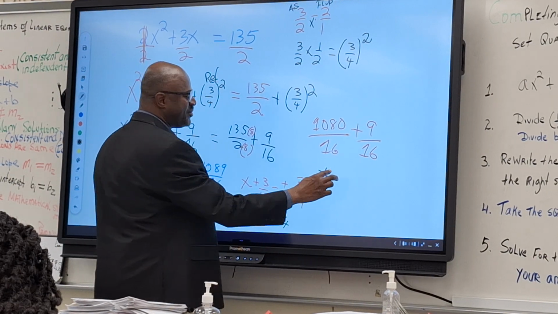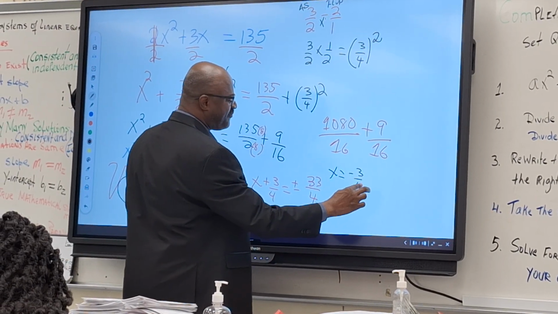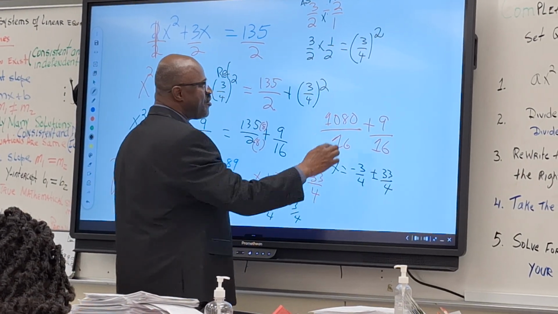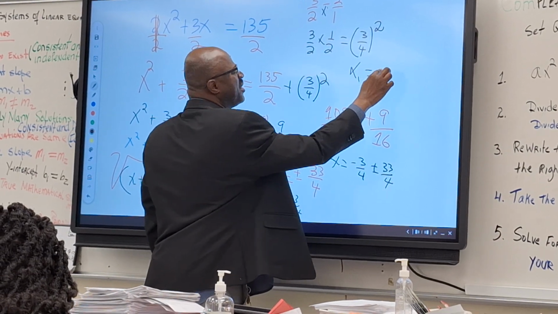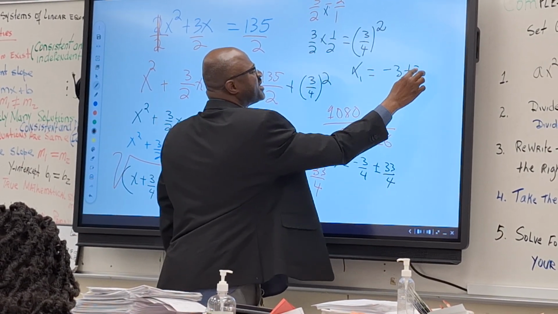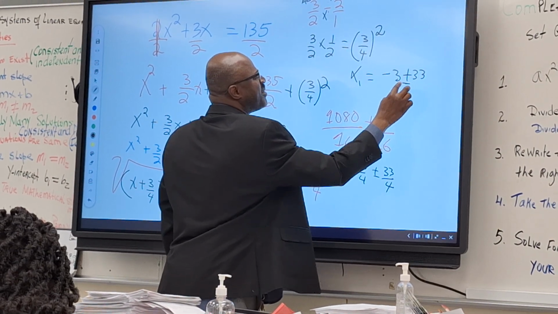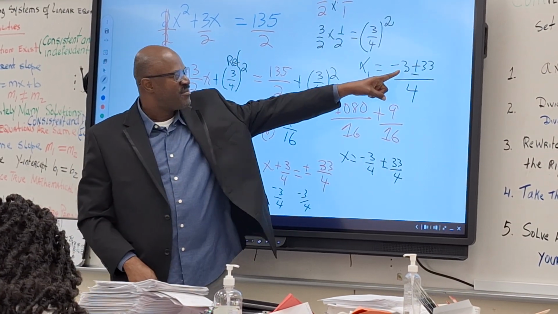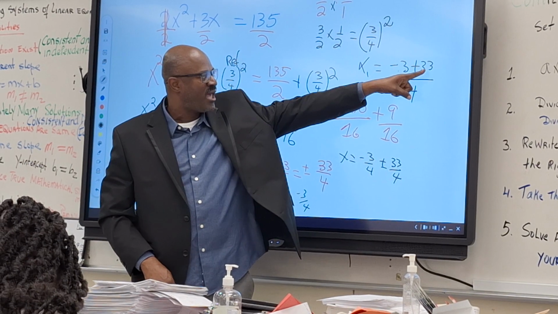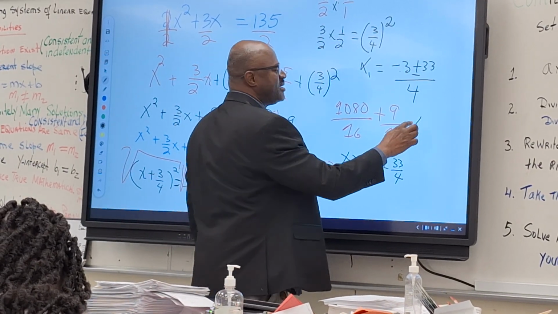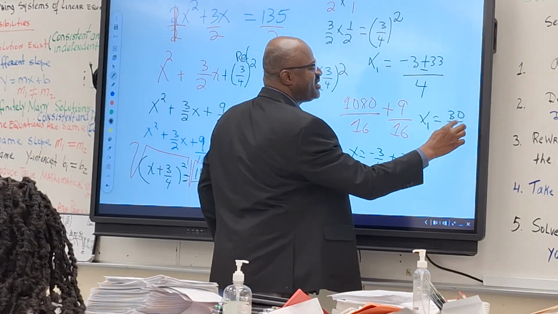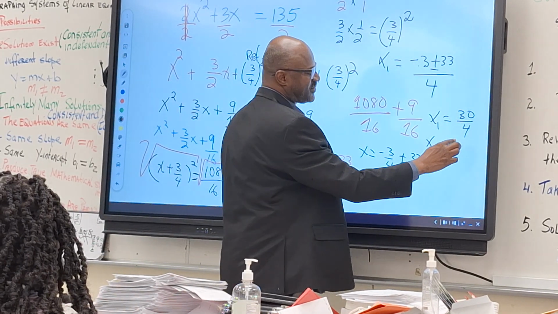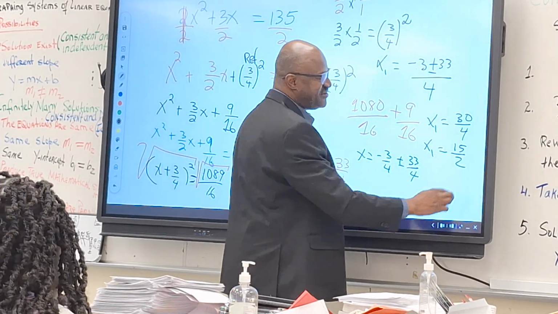Then you'll have x equal to negative 3/4 plus or minus 33 over 4. So you can write it as a single unit: x is equal to minus 3 plus or minus 33 over 4. Now we can get our two answers. What is minus 3 plus 33? Then you will have x1 is equal to 30 over 4. That can be simplified as what? 15 over 2, 15 half. That's the first answer.